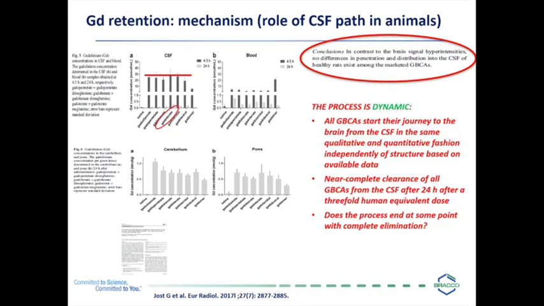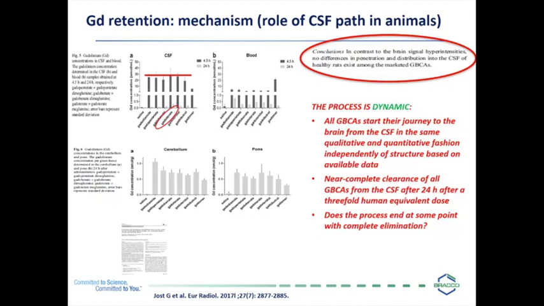Before discussing the available quantitative data about retention, let's focus on one of the most interesting and still unexplained aspects of this phenomenon, namely its mechanism. The animal study performed by Jost and colleagues using 6 GBCAs approved for use in imaging of the CNS, both linear and macrocyclics, showed that GBCAs penetrate from blood into the CSF in very similar amounts independently of their chemical structure or physicochemical property.